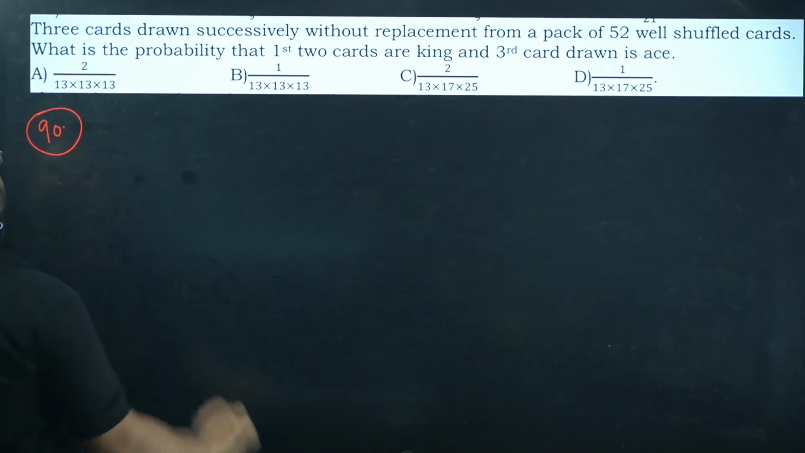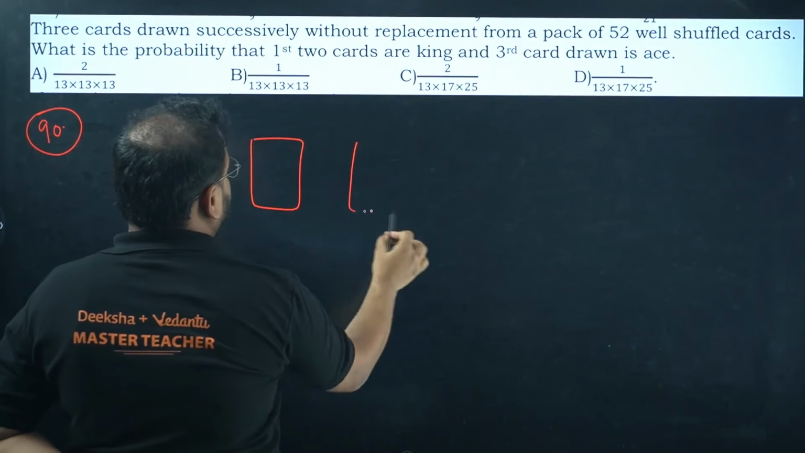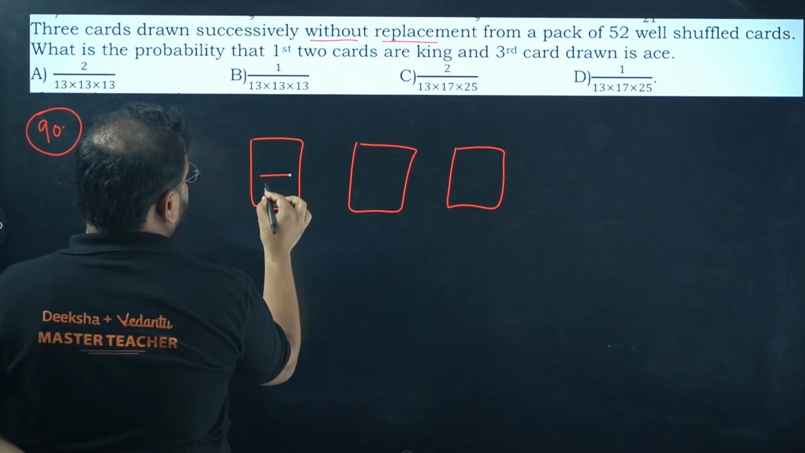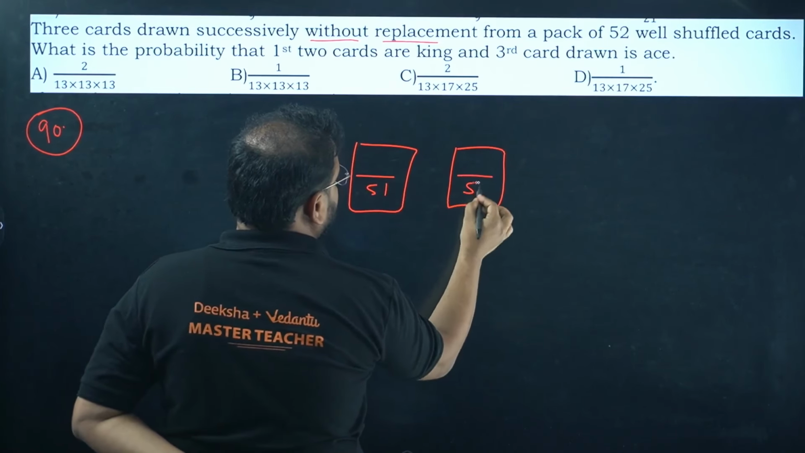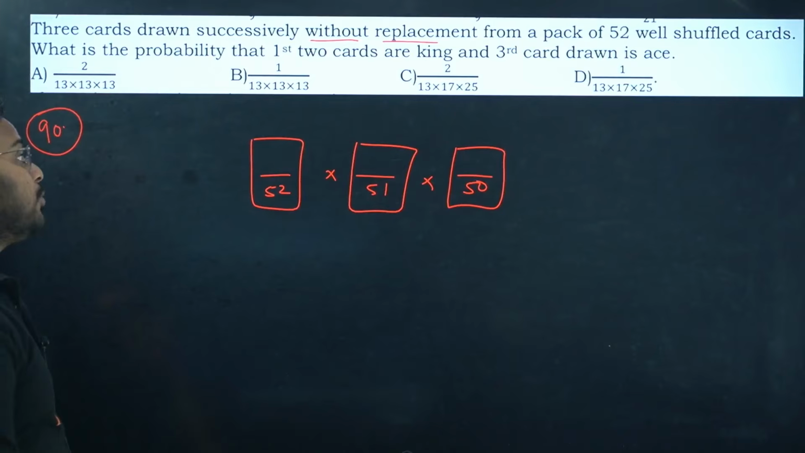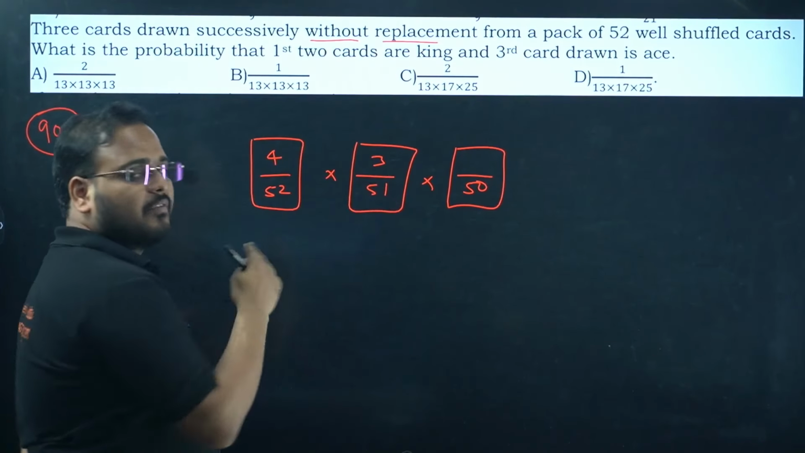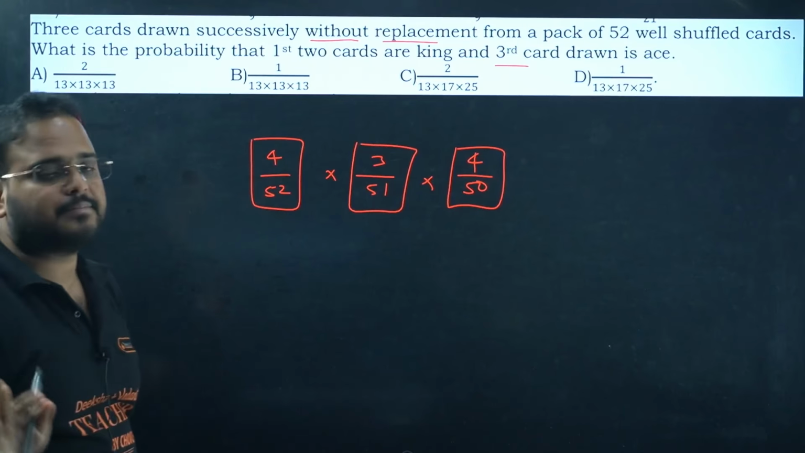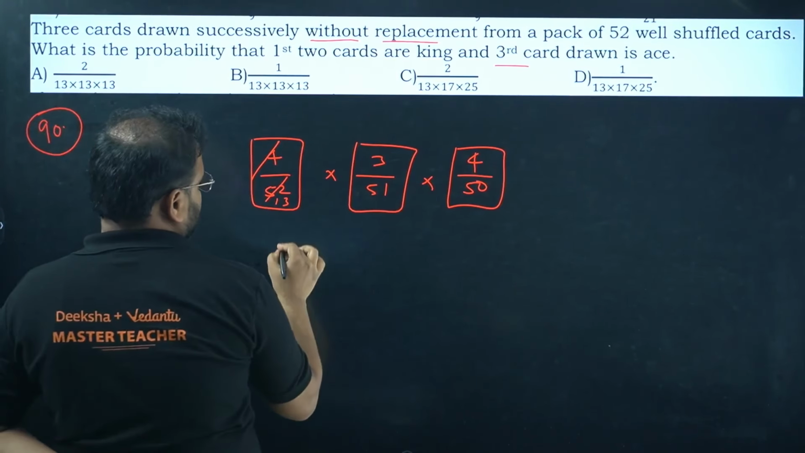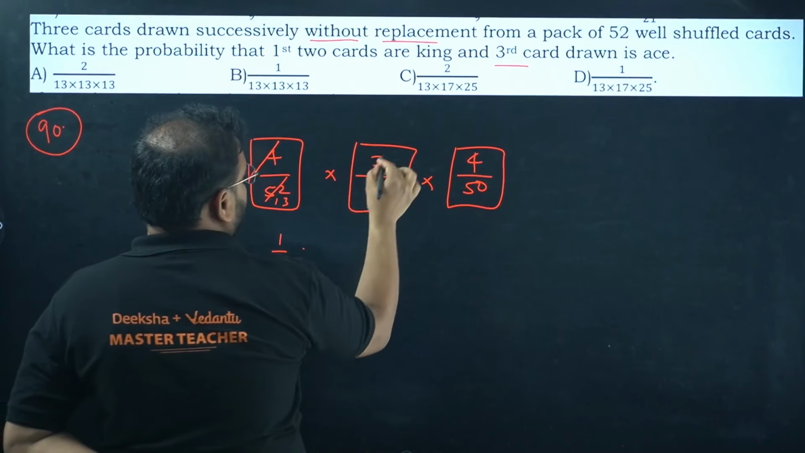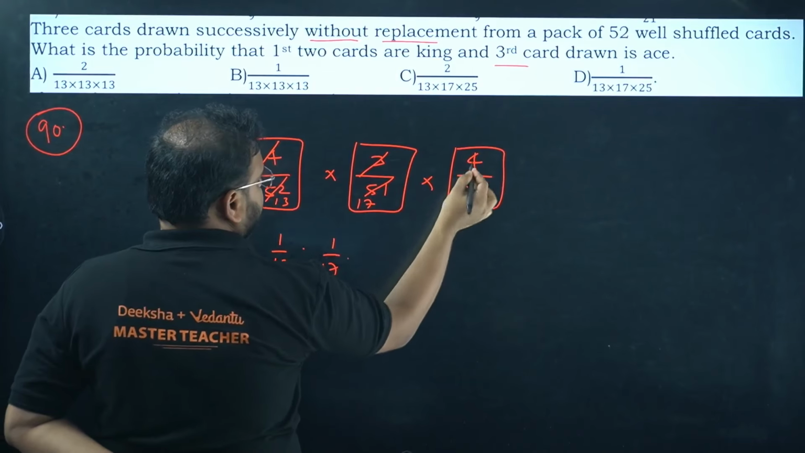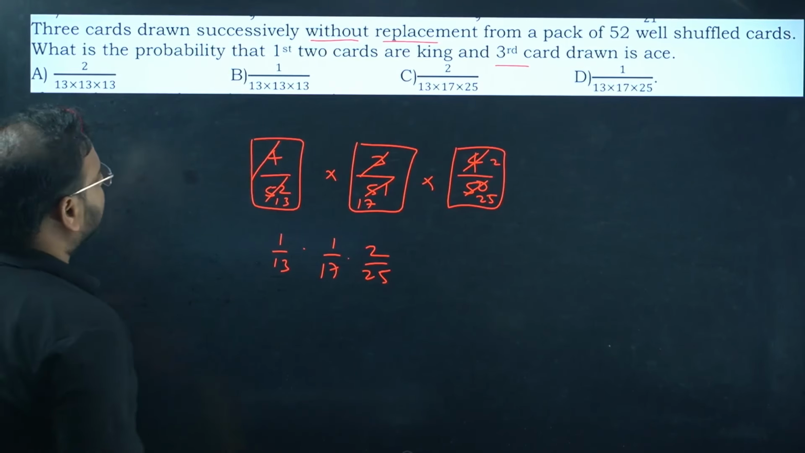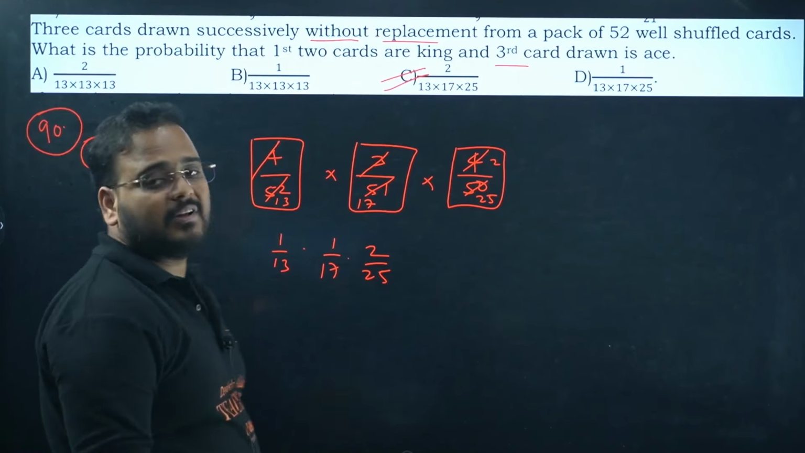90th question. 3 cards are drawn, which means 3 boxes will be there. Without replacement means the numbers will reduce. Here we have 52, here we will have 51, here we will have 50. The first 2 cards are kings. We have a total of 4 kings here. Once one of the cards is removed, the total number of kings will also reduce, so 3. The last drawn is an ace, so still we'll have 4 aces left, right? Cancel. 3 into 13 is 1 by 13, and 3 by 51 will be 1 by 17. 4 by 50 means 2 by 25. So the answer is C, 2 upon the product of 13, 17 and 25.